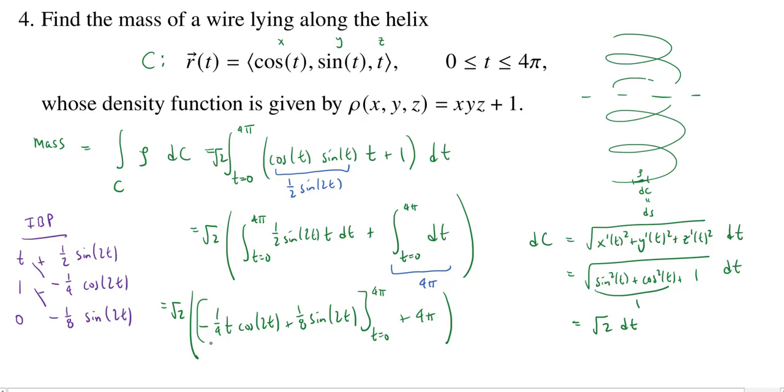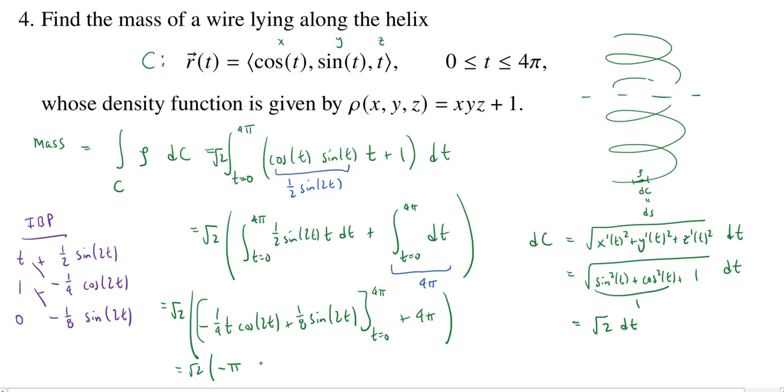Okay, so let's see. We have the square root of 2 times. Now, at 4 pi, cosine of 2t, that'll become cosine of 8 pi, which is just 1. So I'm going to get negative 1/4 of 4 pi. Okay, well, negative 1/4 of 4 pi is going to be negative pi. Okay, now what about sine of 8 pi? Well, that's 0, so I don't get anything there.